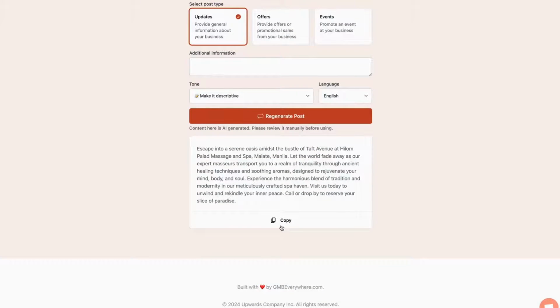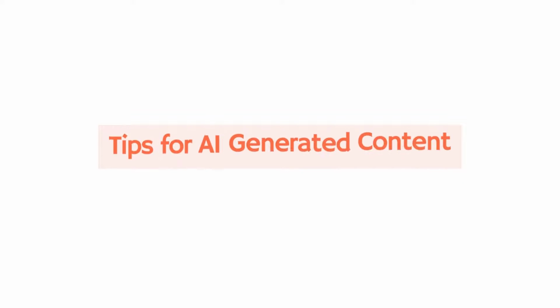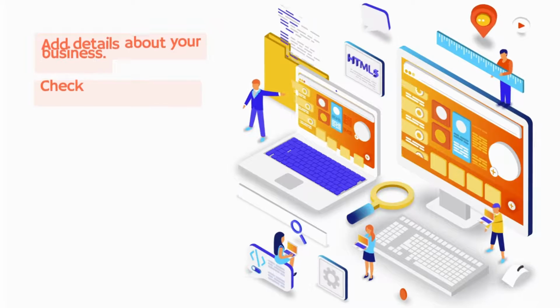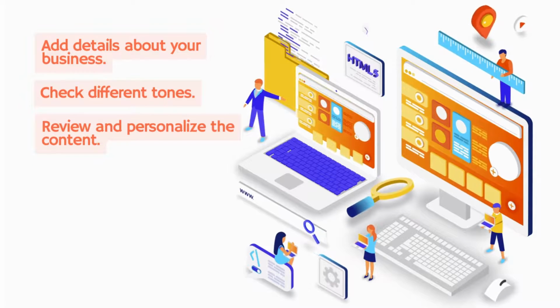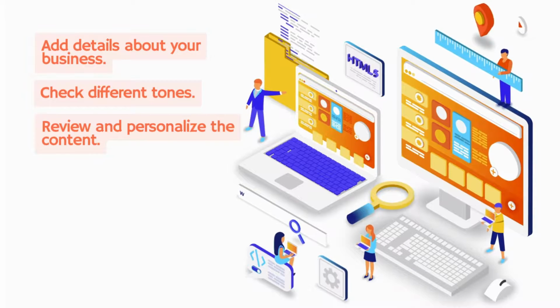Once you've made your selection and tailored the post tone to suit your preferences, simply click on the Generate button. Once the content is generated, you can easily transfer it by clicking the Copy button. This will save the newly created text to your clipboard. After copying, proceed to log in to your Google My Business profile, where you can paste and publish the content as a new post. Customize the post by including specific details about your business, adjusting the tone, or adding relevant keywords and hashtags.